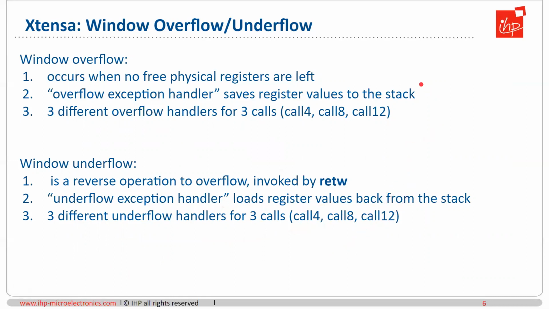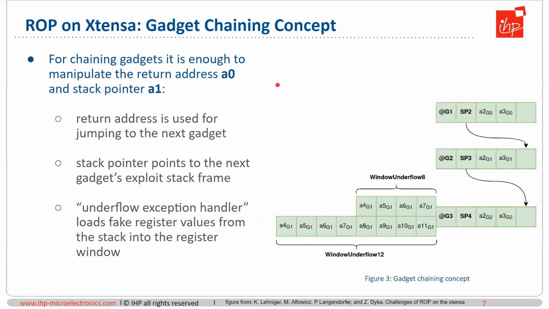So the main idea is that window overflow saves register values to the stack, and window underflow loads these values back from the stack to the register window. Let's have a look at the gadget chaining concept on Xtensa. For the gadget chaining, it's enough to manipulate the return address A0 and stack pointer A1. Return address is used for jumping to the next gadget. Stack pointer points to the next gadget exploit stack frame. And the underflow exception handler loads fake register values from the stack into the register window.